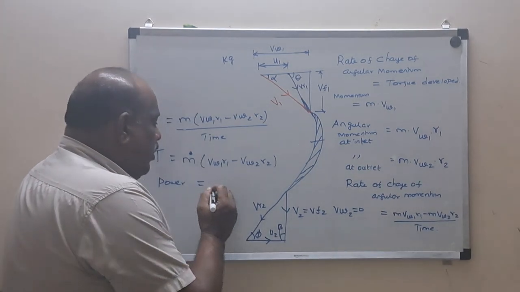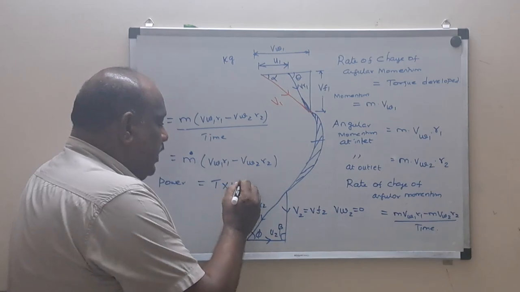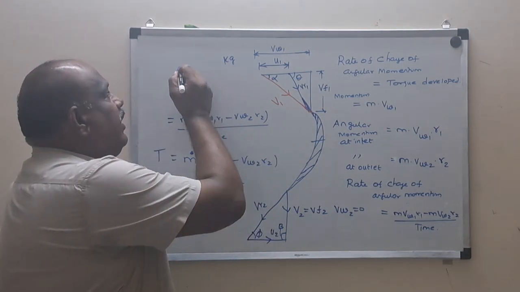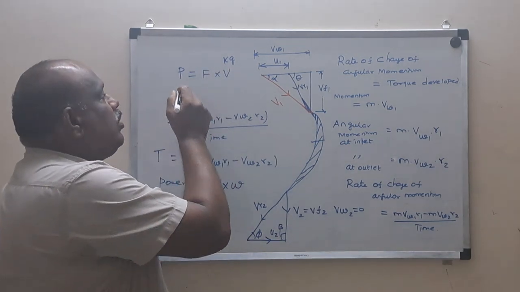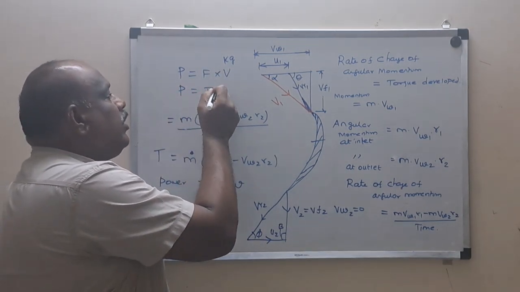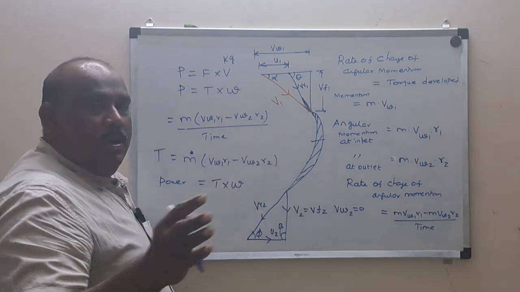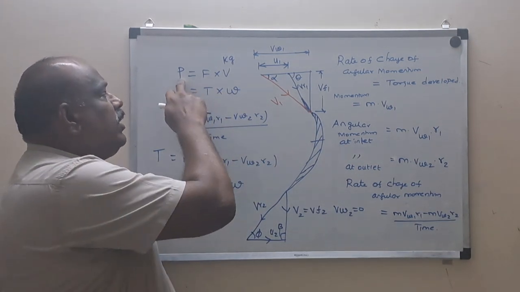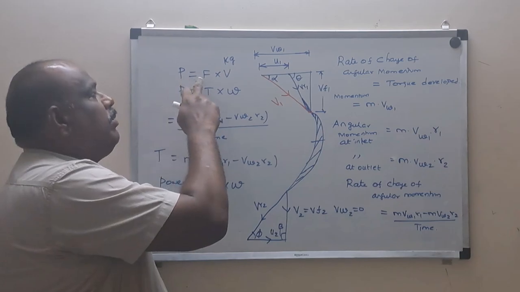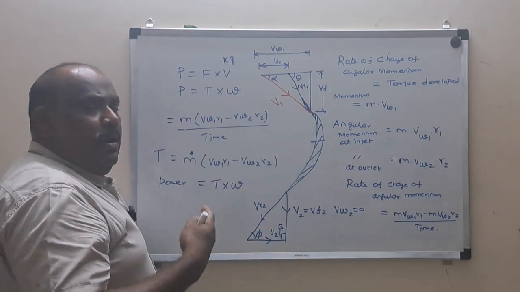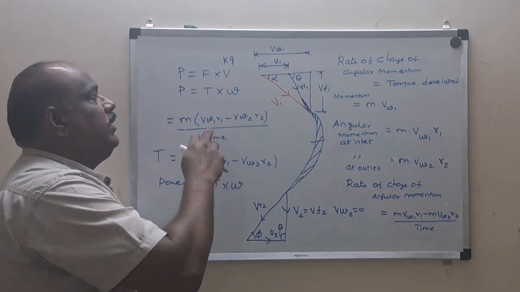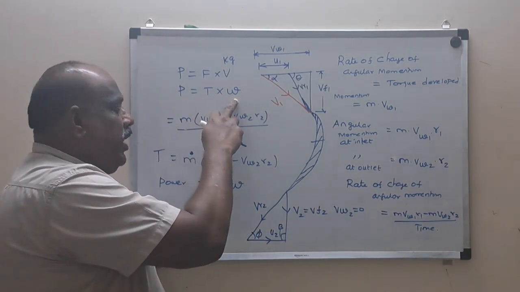So power developed is the formula you know: torque into angular velocity. For power, if it's linear motion, it is what? Force into velocity. If it's angular motion, then it will be what? Torque into angular velocity. I hope all of you know these basics. So if you want to calculate the power for linear motion, it will be force into linear velocity, whereas if the particular device has a rotational motion, then the power developed will be equal to torque into angular velocity.